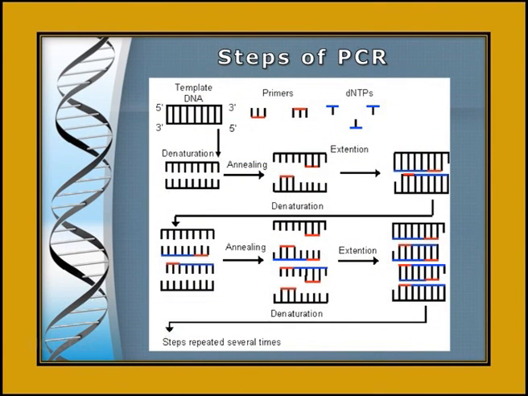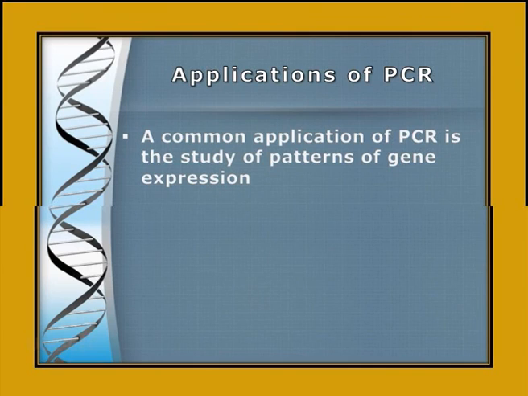It comprises the steps, namely denaturation for separation of the strands, annealing of the primers onto the templates, and extension, that is polymerization of the DNA. This is a method called cell-free cloning, or we can amplify the DNA by an in vitro method. The major applications of PCR are: we can study the patterns of gene expression using PCR technology.